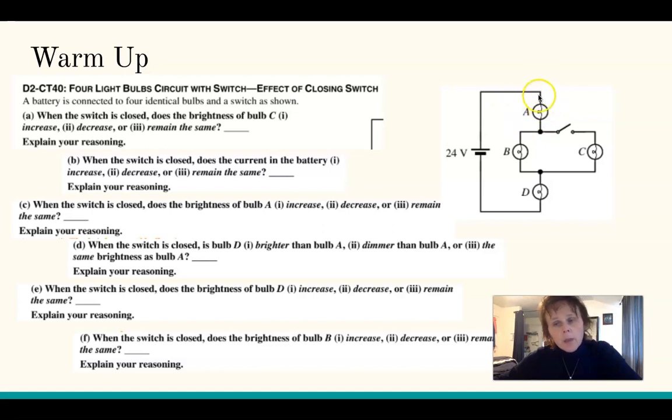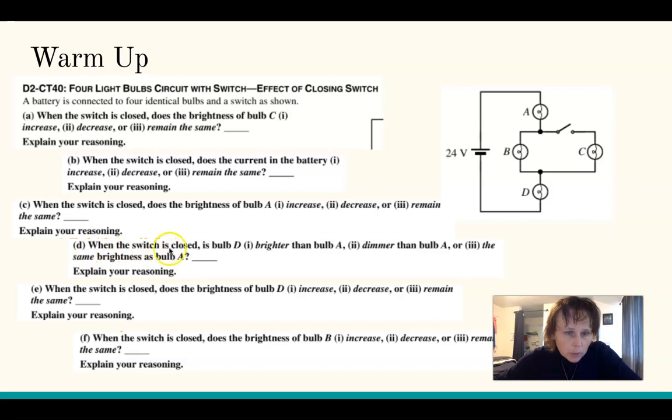So there is more charge coming through the bulb compared to when the switch is open, and the resistance of the bulb stays the same, and the voltage of the battery doesn't change. So since the current increases, the power, the rate at which energy goes through the bulb, will increase, and the brightness will increase.